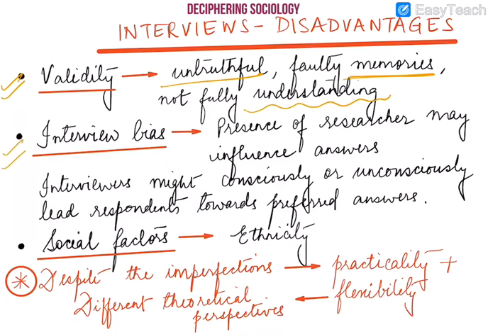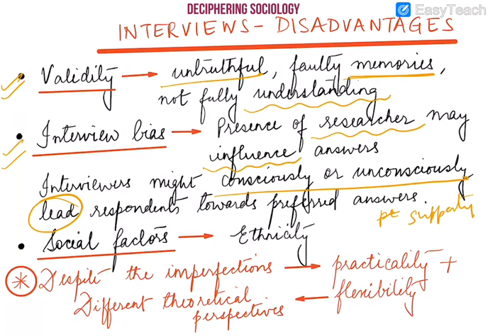Similarly, there is an interview bias because the researcher is present while taking the interview, and therefore he or she may influence the answers. Why? Because the interviewer might consciously or unconsciously lead respondents towards preferred answers, either by prompting, by supporting, or by discouraging. The interviewer might lead the respondents toward a preferred answer.